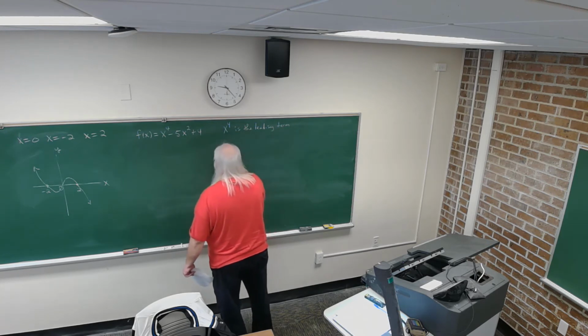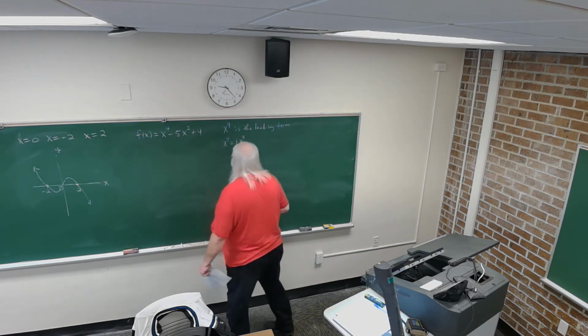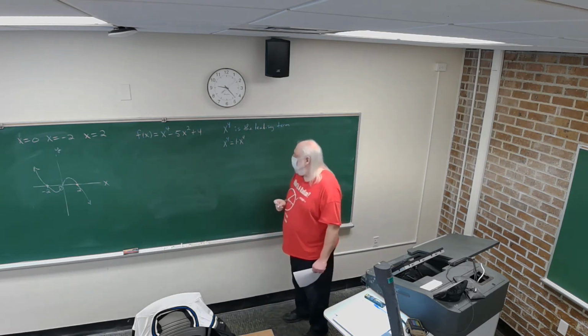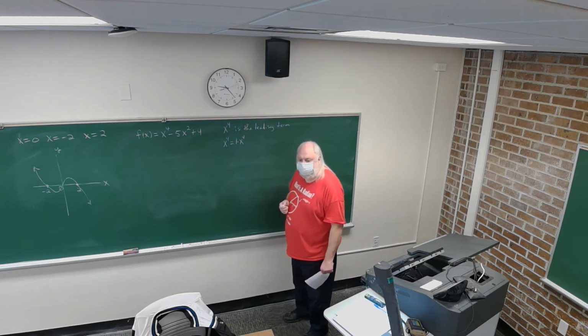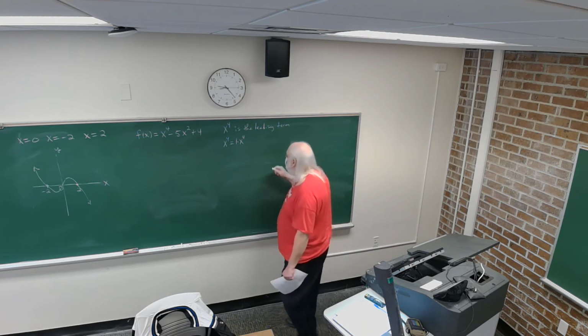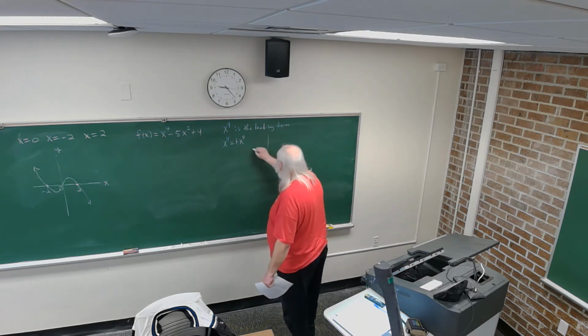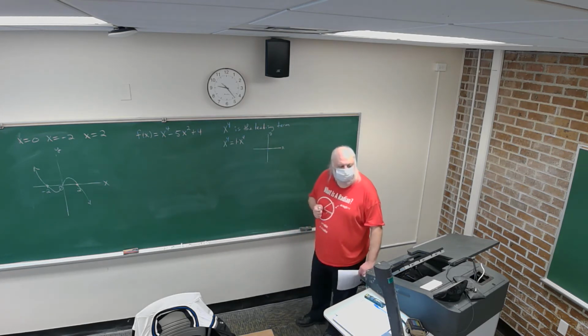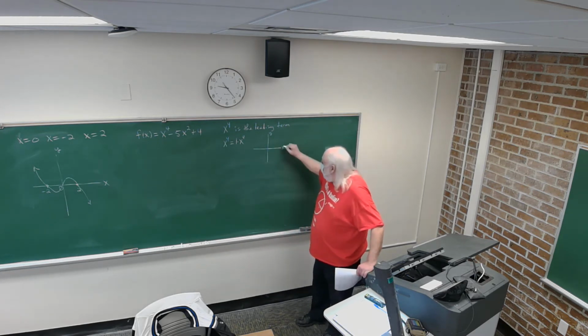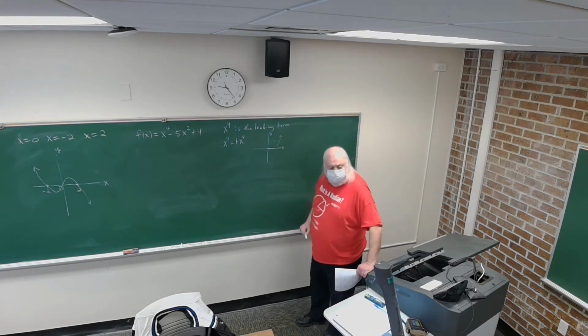And the leading coefficient is the invisible 1, right, in front of x to the fourth. So leading coefficient is positive and the degree is even. So on the right end, is the graph going to go up or go down? What about the left end?